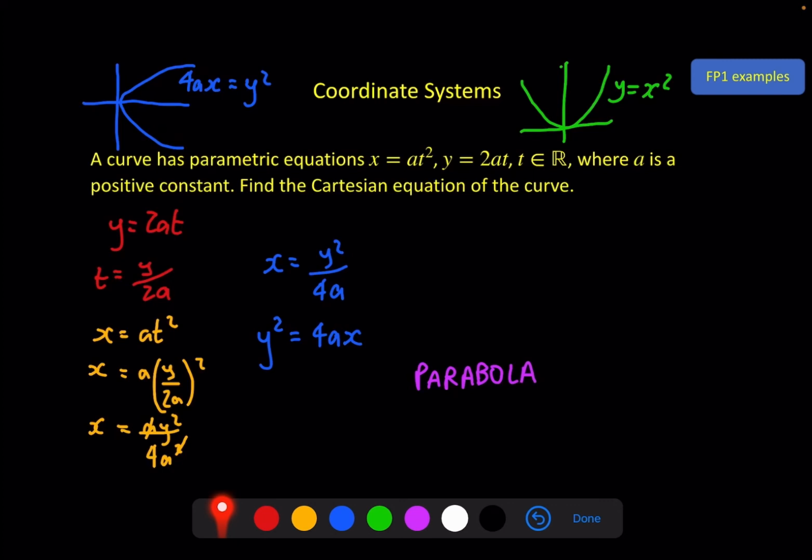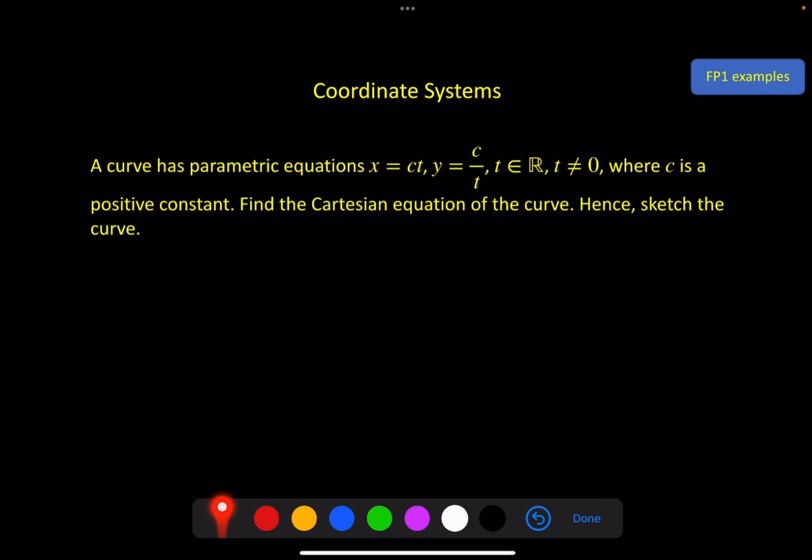The second main curve in the chapter is this one. Parametric equations x equals ct and y equals c over t, where t is still a real number. The c is still a positive constant like the a in the previous one, but here we need to limit t: t cannot equal 0 because we're dividing by t in the y coordinate. So the question here is the same: find the Cartesian equation of the curve, hence sketch the curve.